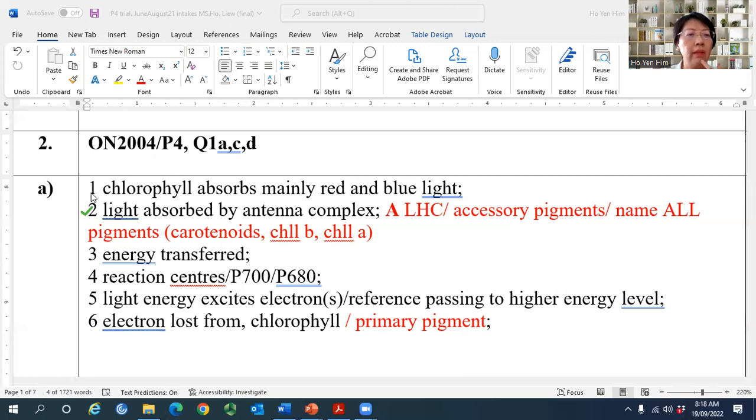Number 1 is, to me, irrelevant, right? Chlorophyll absorbs mainly red light and blue light, but it's also given a mark.